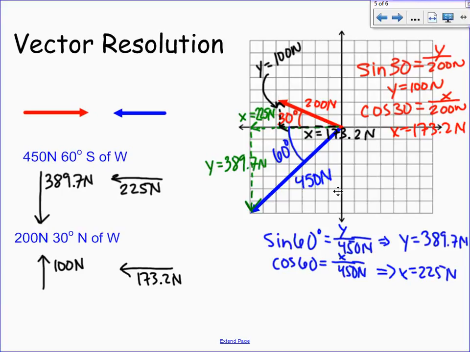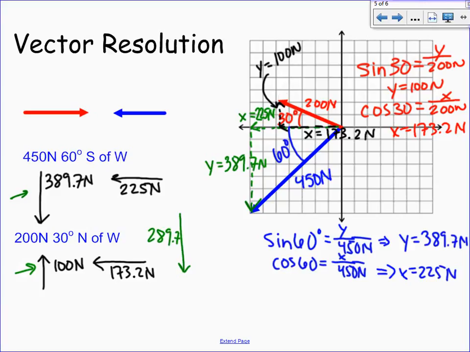So the final step in vector resolution is to just add those together. It's easier to add vectors when they're perfectly horizontal and vertical. So I'm going to do that in green. All right, let's do the vertical first. Notice that the first vertical is facing down, the second vertical is facing up. So if you were to add those two vectors together, you would end up subtracting them. 389.7 minus 100 gives you a net force in the vertical of 289.7, and the direction would be down, since the down vector was bigger than the up vector. So this would be 289.